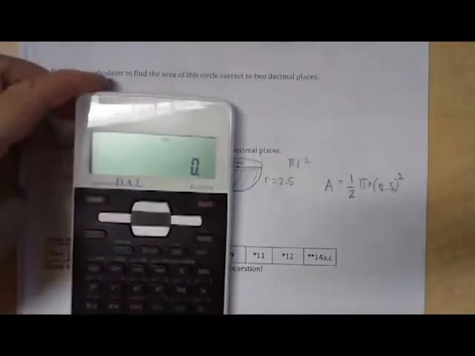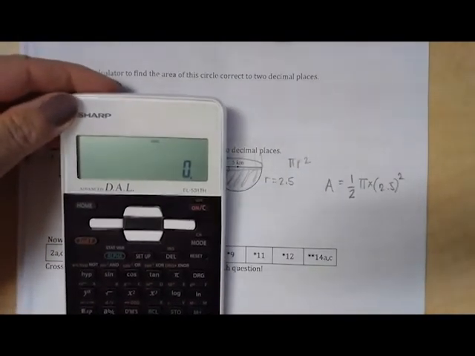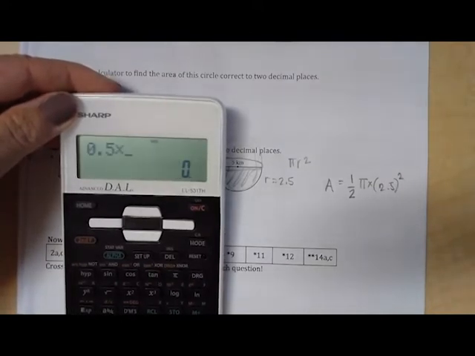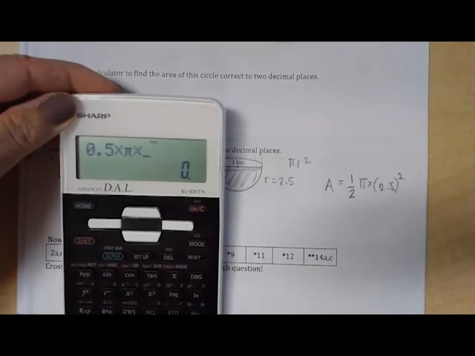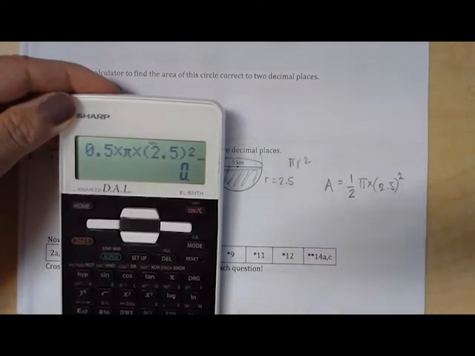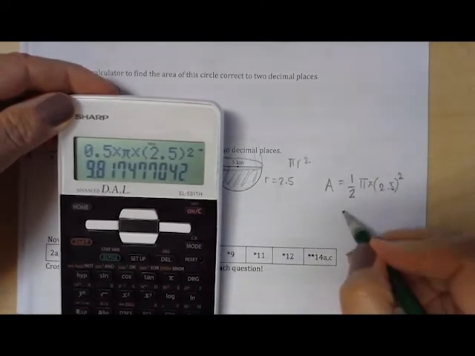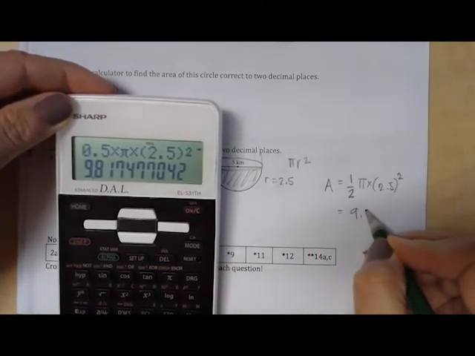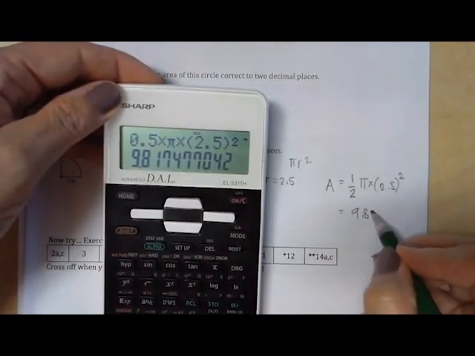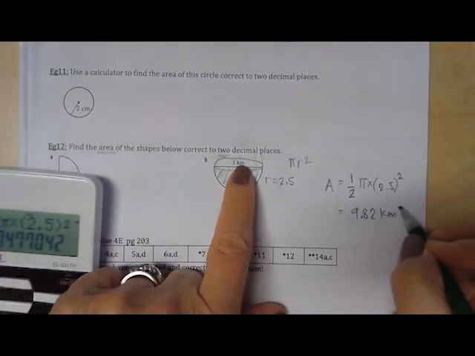And I've just grabbed my calculator, and so I'm going to do 0.5, which is a half, times pi, times, and then I'm going to put in brackets 2.5 squared. Make it look just like that pretty much. And I get that the area is 9.8, 2 decimal places. That's a 7, so I'm going to round that to a 2, 9.82, and its area, so it's kilometers squared.